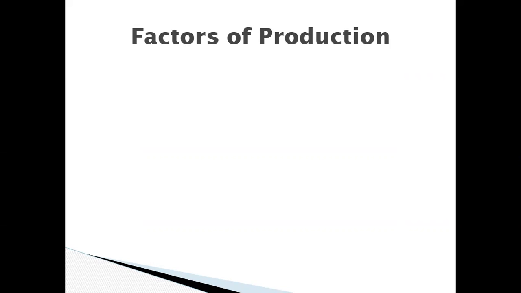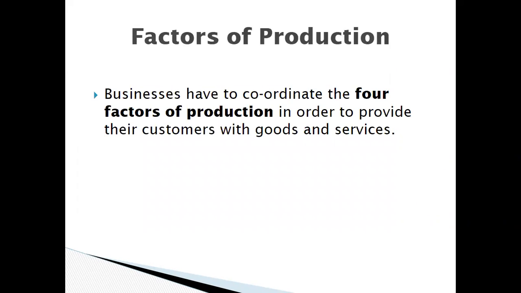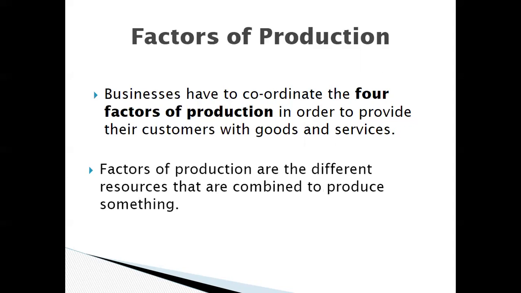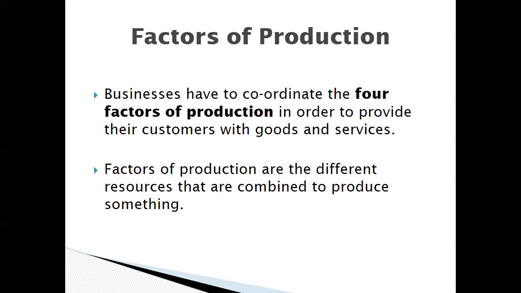It's the word factors that's, I suppose, caused me a wee bit of difficulty. Are we talking about people, labour, materials? Is it that type of thing? Yeah, you're definitely on the right track there. Just in terms of a formal definition for our viewers, businesses have to coordinate, so kind of join together, the four factors of production in order to provide their customers with goods and services. So there's four things that a business has to make sure are in sync with each other. Factors of production are the different resources that are combined to produce something. So the things you mentioned, you're on the right track, so well done.